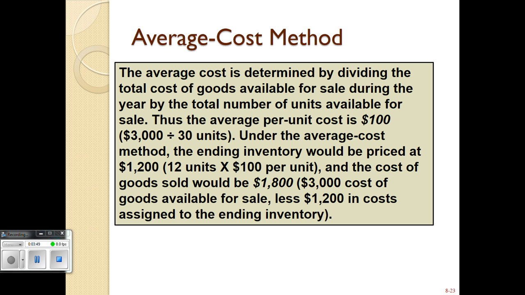Under the average cost method, notice what they're going to do. They're going to take the $3,000, which is the total, divided by the 30 units, and that's $100 per unit. So now, since they have 12 units left, each one is valued at $100. They're going to just take the 12 times 100 and come up with $1,200 as their ending inventory. And likewise, because they sold 18, they're going to multiply each of those 18 by $100, and $1,800 will show up as their cost of goods sold.